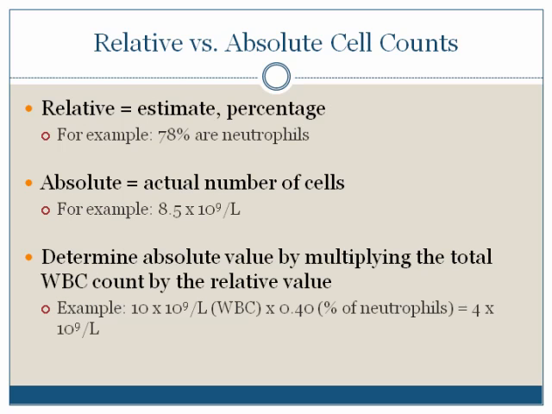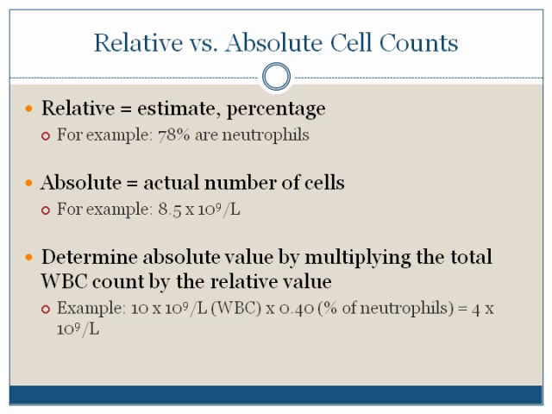Also within chapters 20 and 29, we learned how to differentiate between a relative and an absolute count, and how to calculate an absolute cell count. So again, remember, relative refers to an estimate, a percentage. So if you have 78% neutrophils, it's saying, I estimate that about 78% of your cells are neutrophils. It's a relative number. Whereas absolute is the actual number of cells. So they're going to say, no, you have 8.5 times 10 to the ninth per liter of neutrophils. So you can see the difference, where relative is an estimate and absolute is an actual number.